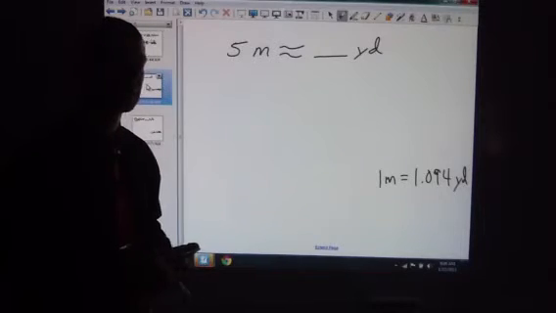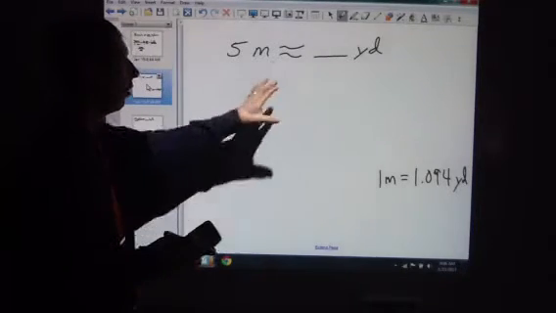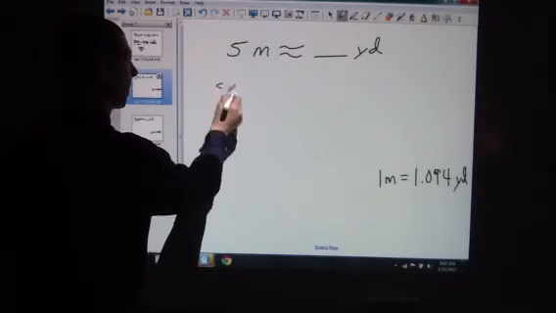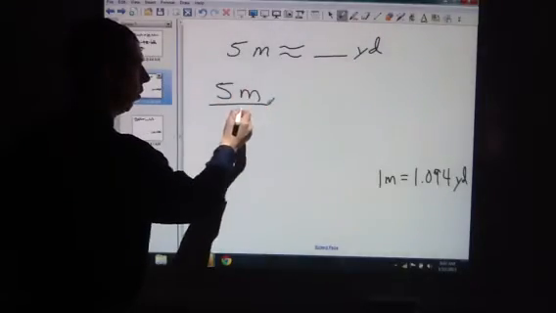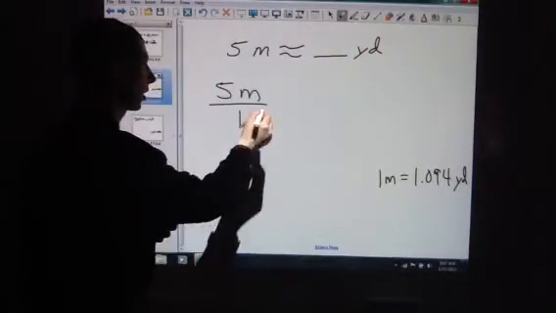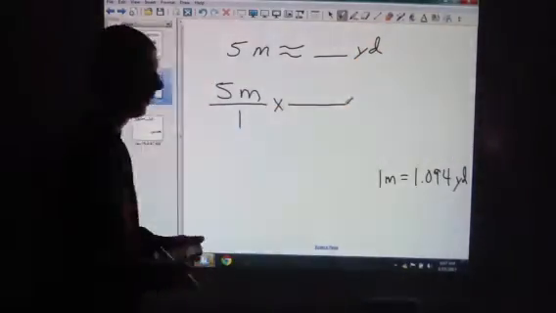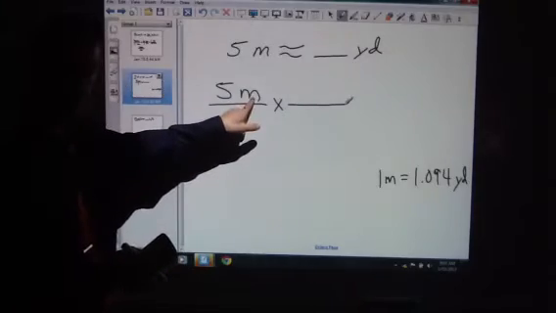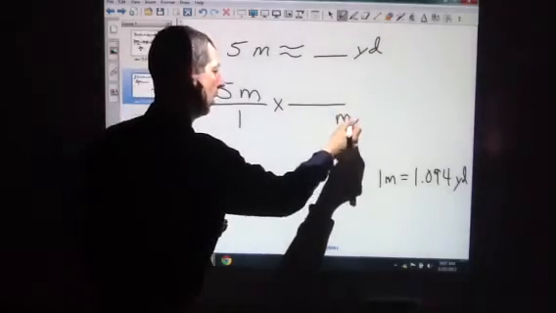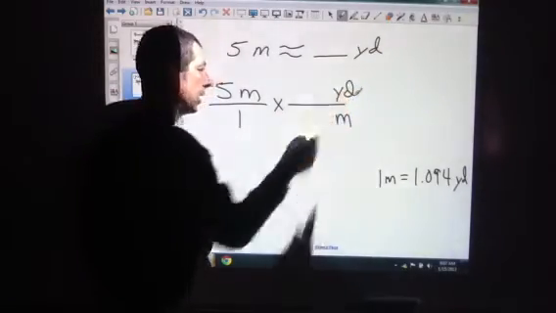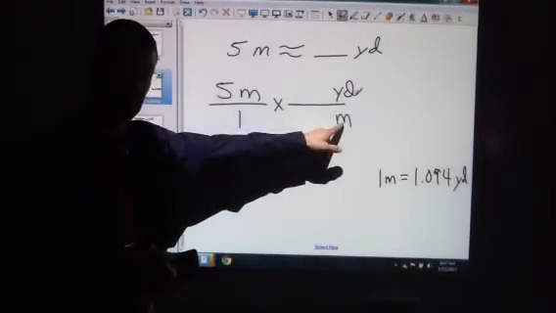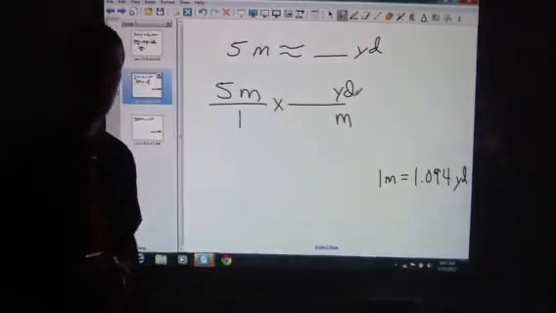They're not exact amounts, but they're real close. Okay, so what we would do on this problem is we would take our 5 meters and put it over 1. Now, I want to get meters to yards here, so I'm going to use a conversion factor. I want to get rid of meters. Just like in the last problem, I'm going to put meters down here, and I put yards up at the top. This allows me to cancel out the unit meters, one up in the numerator, one down in the denominator.